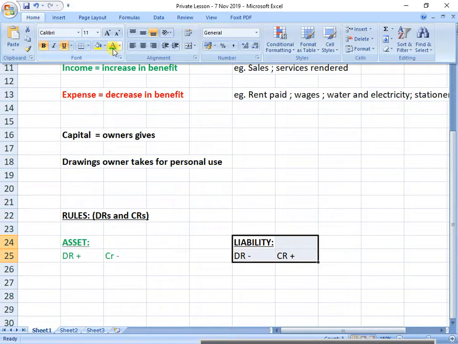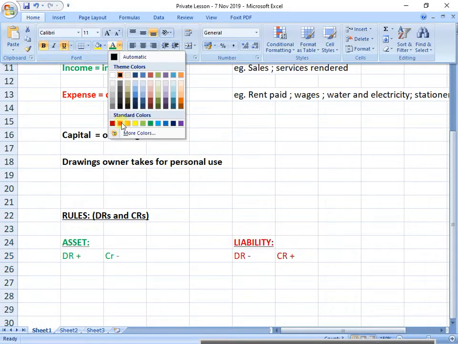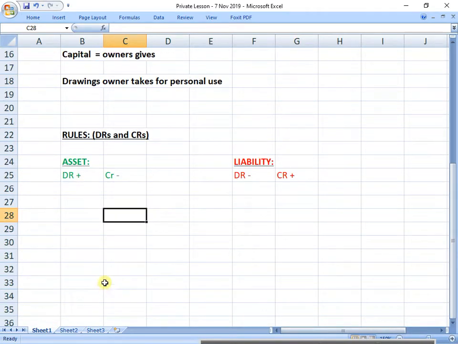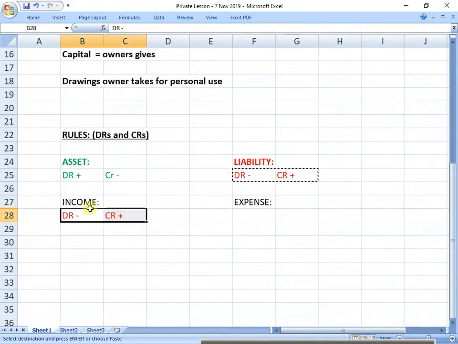Why do I need the rules? Well, the rules help with interpreting transactions. Okay, so what actually happens? Right, then you've got income and then you've got expenses. Okay, for income, you've got this one. For expenses, you've got that one.